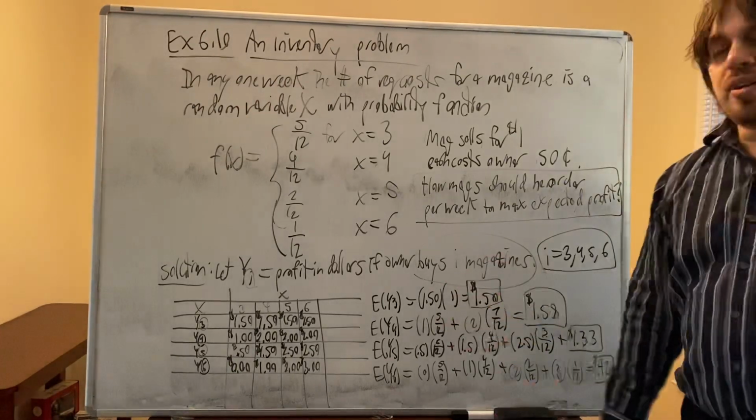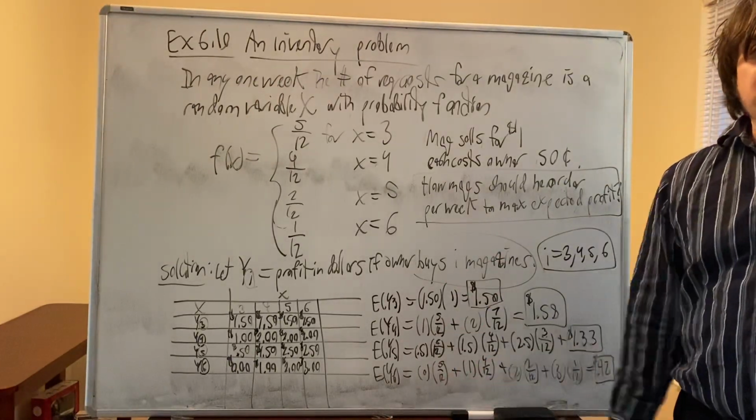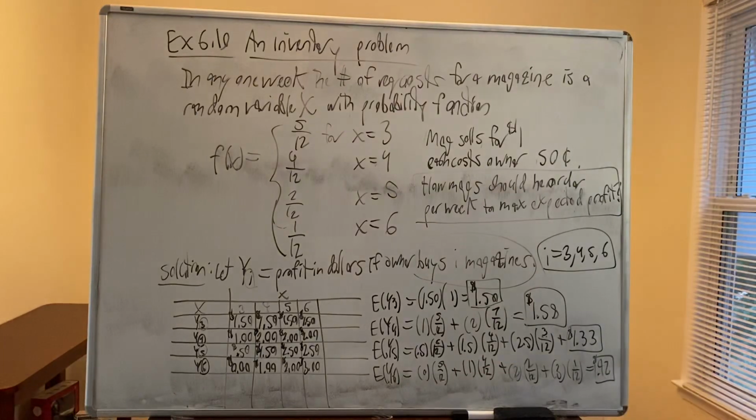The y values are the expected value of the profit if he buys a certain number of magazines. And so he maximizes his profit if he buys 4 magazines. So if he buys 4 magazines, on average, he expects to make $1.58. That's more than the other 3. And so how many mags should he order per week to max expected profit? He should order 4 per week.